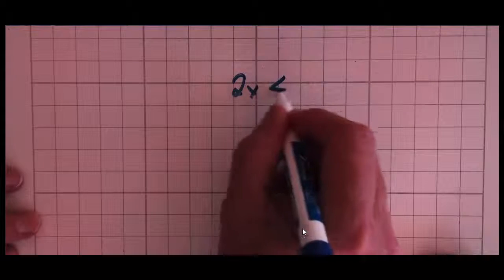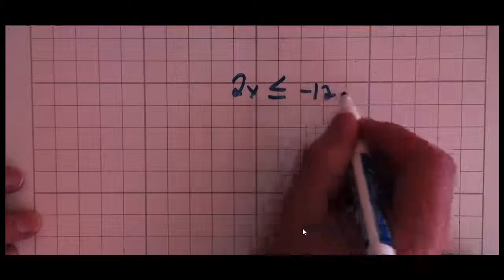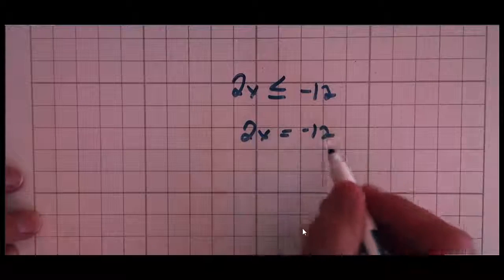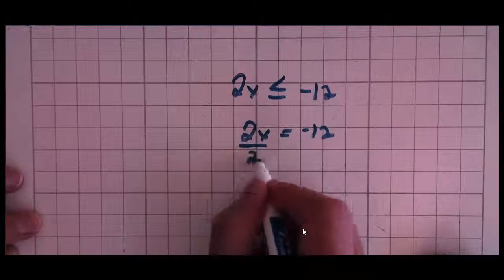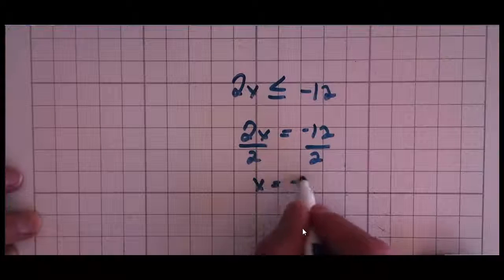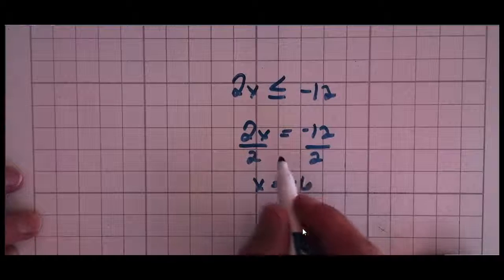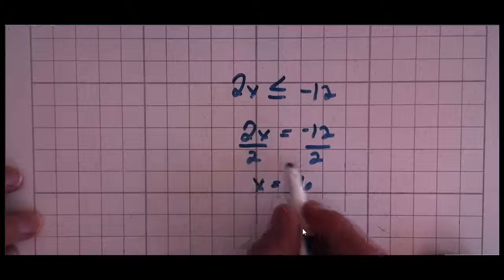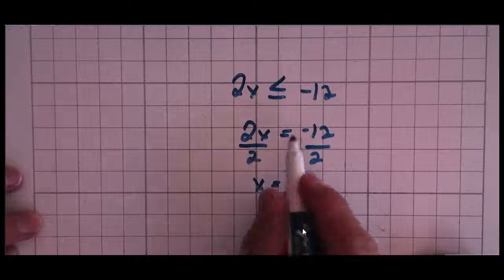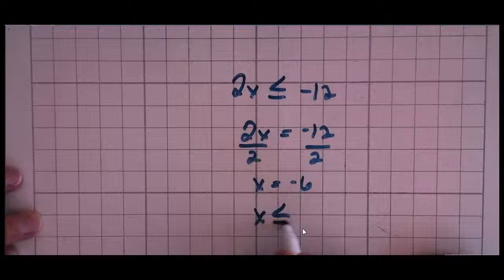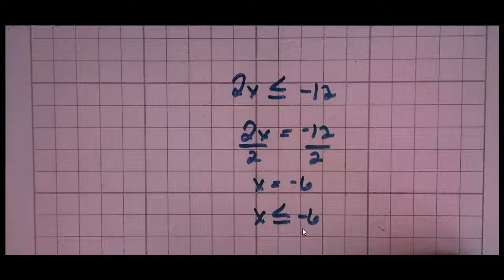2x is greater than or equal to negative 12. Again, pretend like that's an equal sign and solve it. It's a pretty easy problem to solve. You divide by positive 2, and you get x equals negative 6. Did I multiply or divide by a negative number? Well, my answer is negative, but I divided by a positive 2, and that means the direction of my inequality stays the same. x is less than or equal to negative 6, and that's my answer.